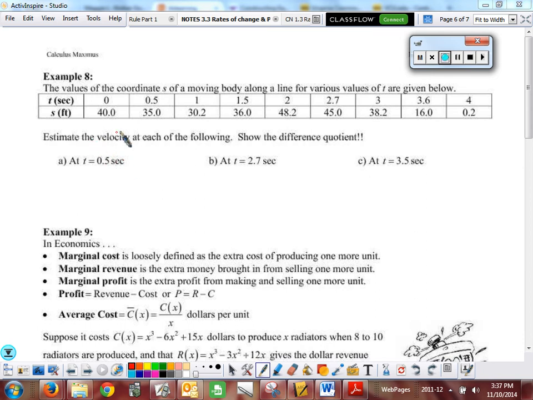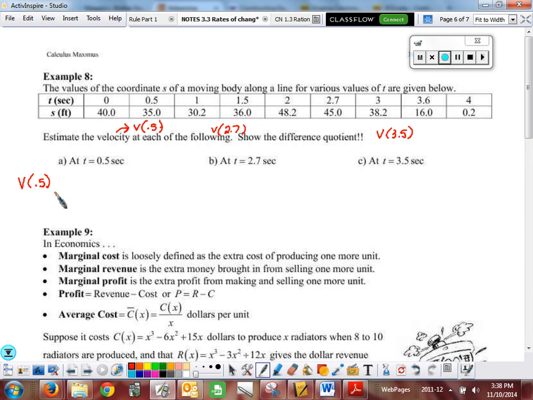So because you're estimating velocity, what they're asking you to basically do is to estimate, say, v of 0.5 or v of 2.7 or v of 3.5. So they're asking you to find these velocities. But basically what you're supposed to remember is that velocity is nothing more than the derivative of the position function. So if I want to estimate v of 0.5, basically all we're going to do in this problem is find an estimation for the derivative.